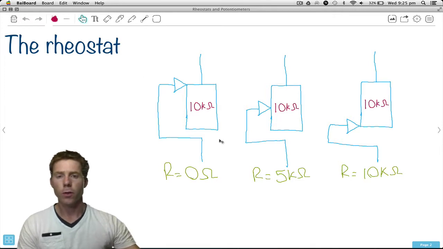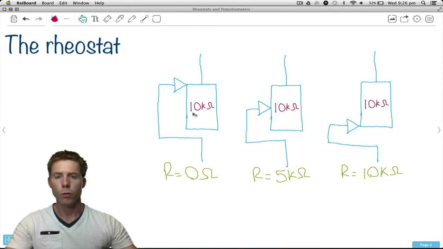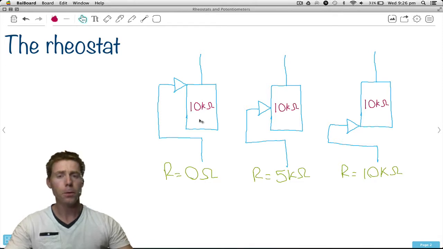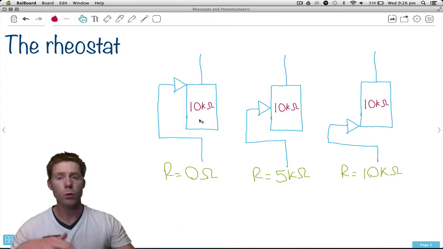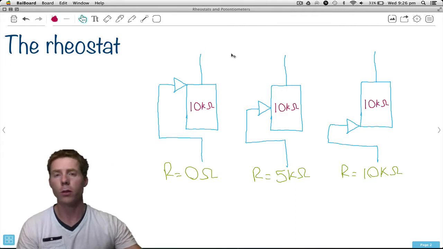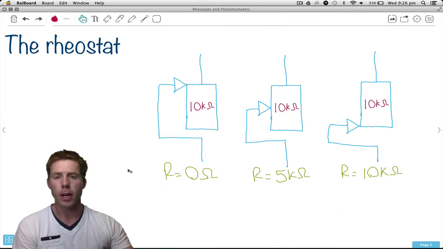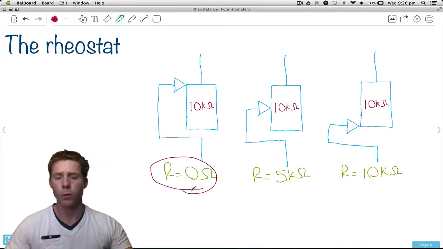So if you look at this very first one, what we're doing is we've got a 10k ohm resistor, but the difference between this and a fixed one is we can actually vary it all the way from 0 ohms all the way up to 10k ohms, or 10,000 ohms. Now hopefully you can see at the moment in this position we're actually going to be getting 0 ohms.